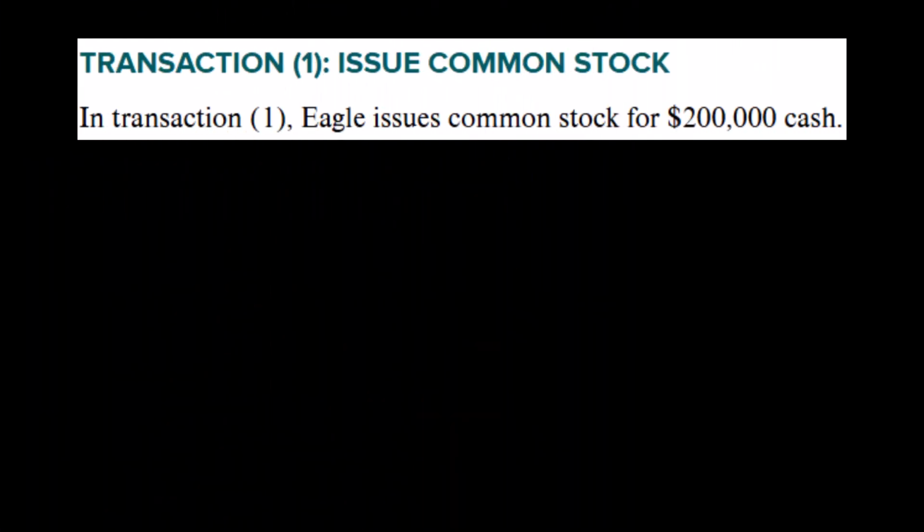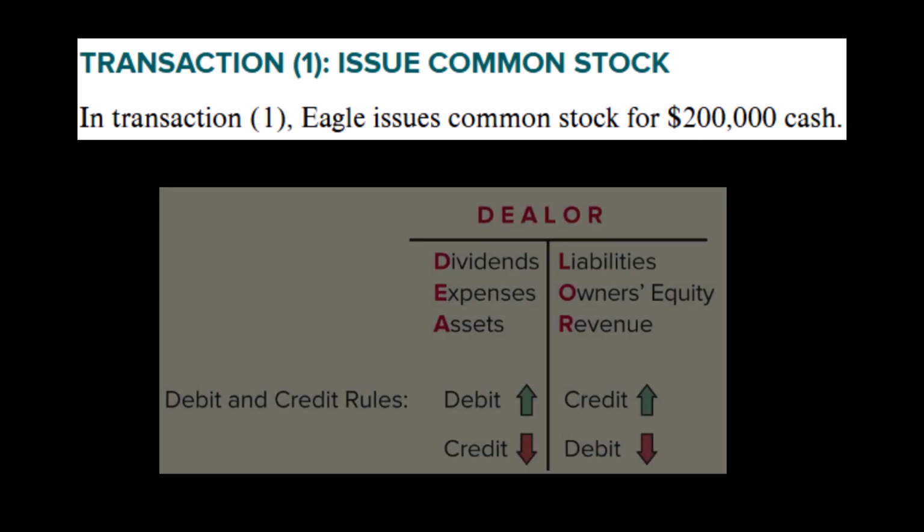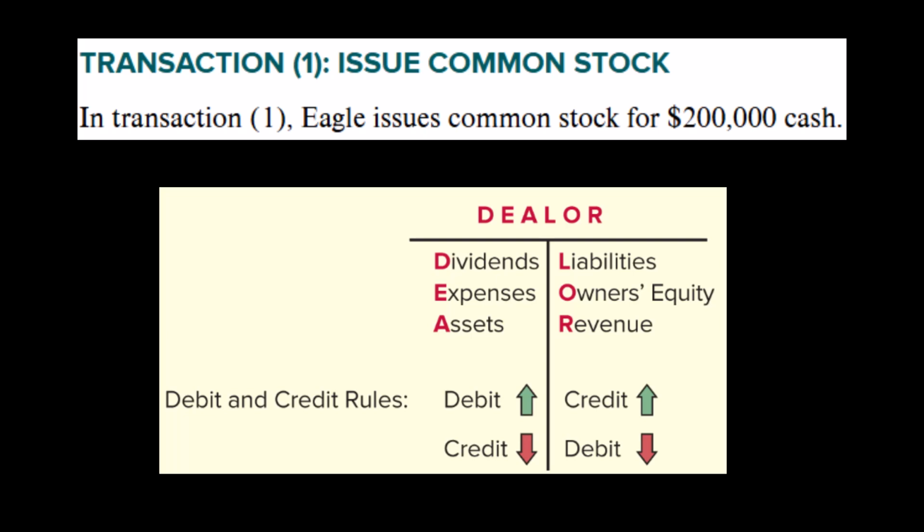Okay, transaction 1. Eagle issues common stock for $200,000 cash. What's happening? The company is getting cash, and in return, it's giving ownership shares to stockholders. The two accounts affected are cash and common stock. Cash is an asset. Our assets are increasing, and assets increase with a debit. Common stock is a stockholder's equity account. Equity is also increasing, and equity increases with a credit. So, we debit cash and credit common stock.